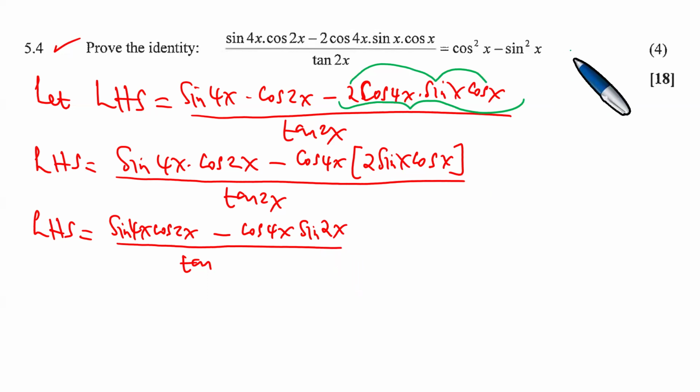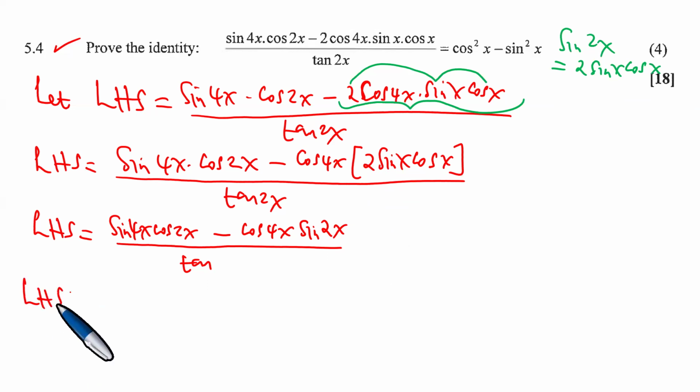Right? Okay, because we remember that sine 2x is the same as 2 sine x cosine x. Okay, we applied that. And when you get to the point, it is very clear that the left-hand side, okay, so what identity do we use here for this?